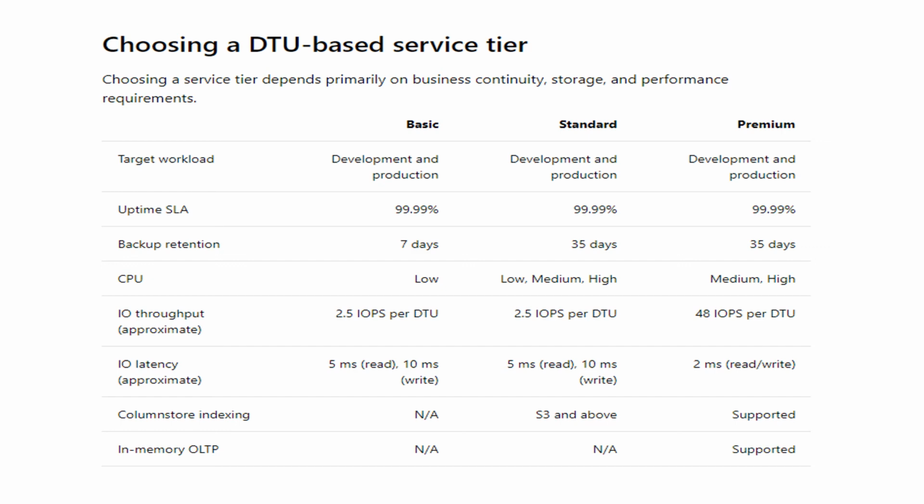When we talk about CPU, the basic has low, the standard has low, medium, high, and the premium tier has medium and high. For input output throughput, for the basic tier it's 2.5 IOPS per DTU. For standard it's the same, but for premium it's 48 IOPS per DTU. When we talk about the IO latency, basic has 5 millisecond read and 10 millisecond write. It's the same for standard, but for premium it's 2 millisecond read and write.